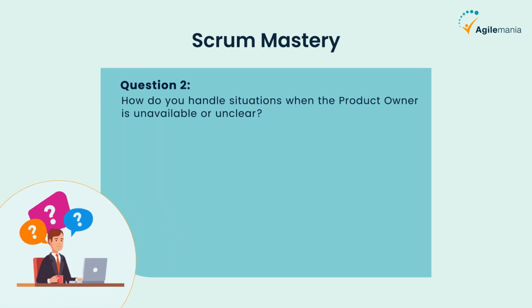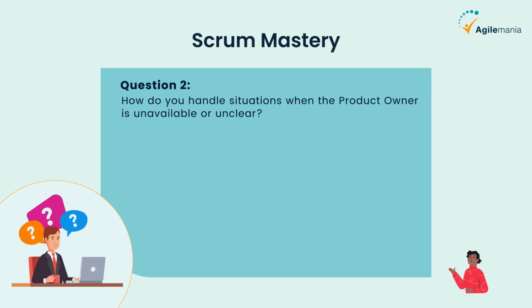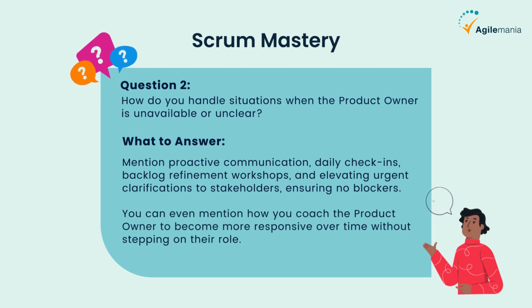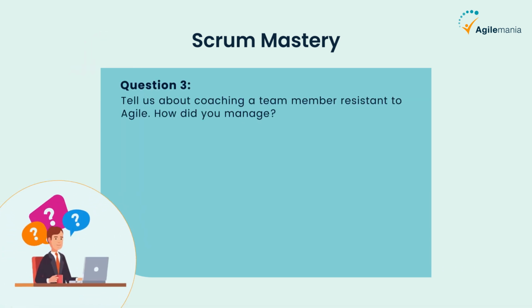Question 2. How do you handle situations when the product owner is unavailable or unclear? What to answer? Mention proactive communication, daily check-ins, backlog refinement workshops, and elevating urgent clarifications to stakeholders, ensuring no blockers. You can even mention how you coach the product owner to become more responsive over time without stepping on their role.